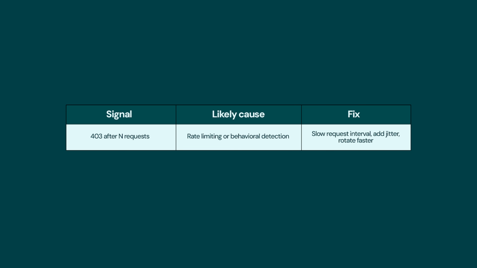A 403 after multiple requests is rate limiting or behavioral detection. Try to fix it by slowing your request interval, adding jitter, or rotating faster. A connection timeout means the IP is being dropped at the network level. What you can do here is switch exit nodes or change protocol. Treat captchas as a separate signal.